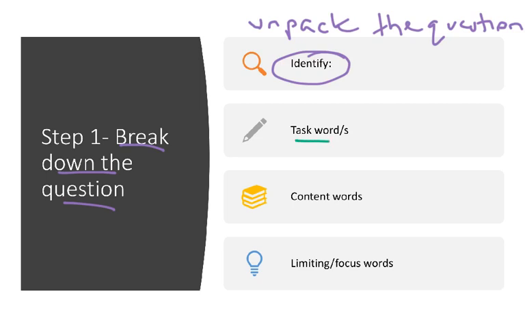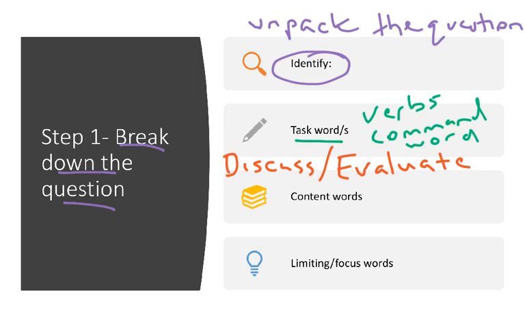A task word can be a verb or it can be a command word, and they generally range from lower order thinking all the way to higher order thinking. For a 10-mark question, you will most likely get a higher order thinking command word. Generally the most popular is discuss or evaluate, and they're very similar in their structure. The next thing you should do under step 1 is find the content words. They are just topics that we have covered. Sometimes in end of year exams, the topics could be over units 3 and 4.